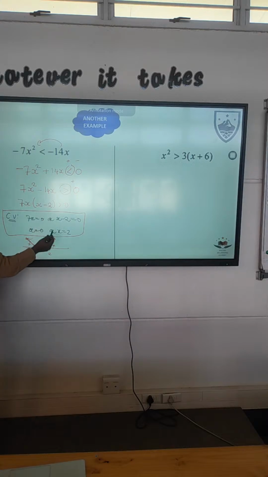So we're looking for solutions that are actually going to give us our function to be positive. So we are getting a positive again this side. So our x will be greater than 2, or our x will be less than 0.